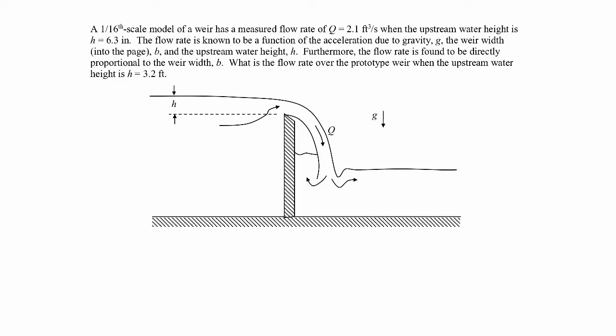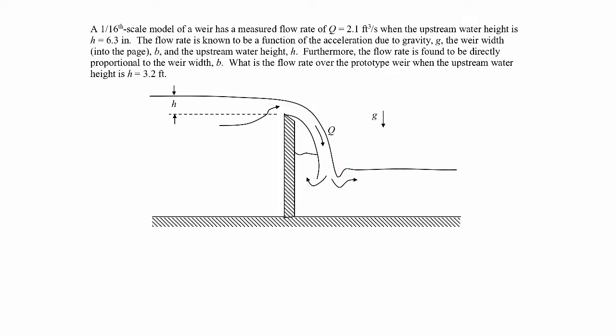In this example, we're told we have a 1/16th scale model of a weir. A weir is just basically an obstruction in the flow of free surface flow. So we have kind of like a river headed from left to right here, and the river has a height that's taller than the weir, so there's flow over that weir, and then it goes to a smaller height. So the weir is kind of like an incomplete dam. You still have flow going over the top of it.